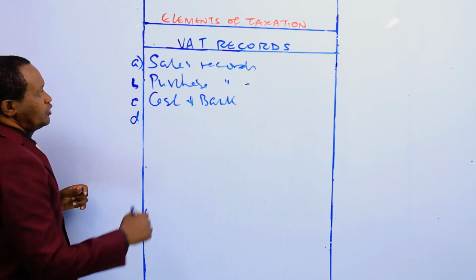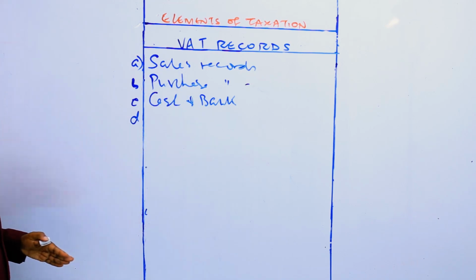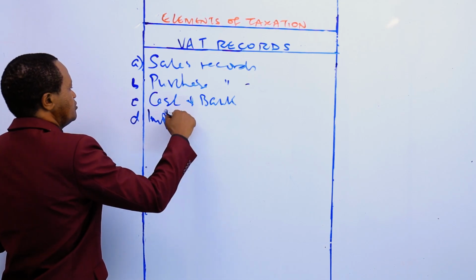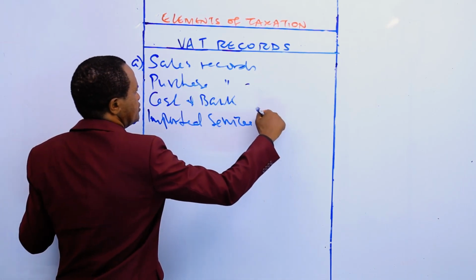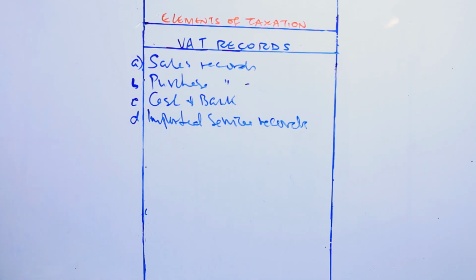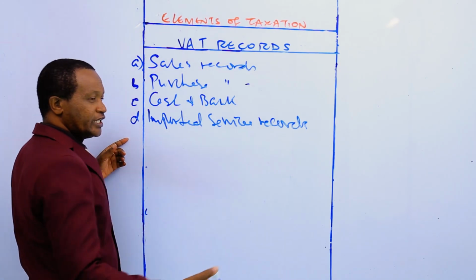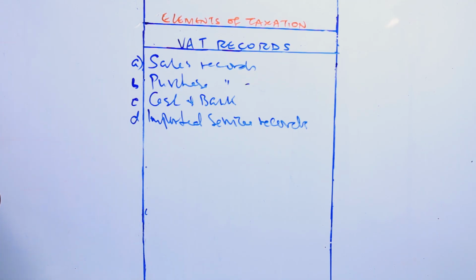The fourth category of records, we are identifying types of records for VAT purposes. Number 4 is imported services records. These are records for reverse charge. There ought to be evidence to identify the supplier and the recipient, also the nature and quantity of services supplied, the time and place of supply. We have the consideration of the supply and the extent to which the supply has been used by the recipient for a particular purpose.